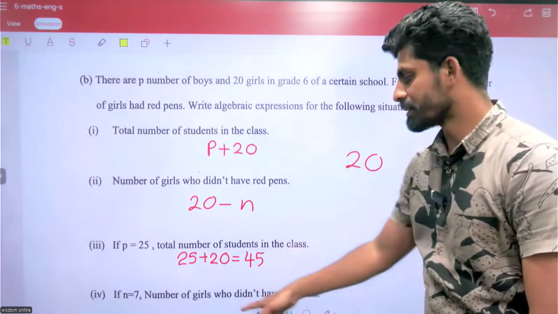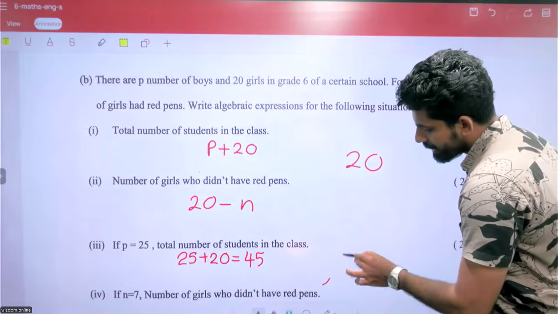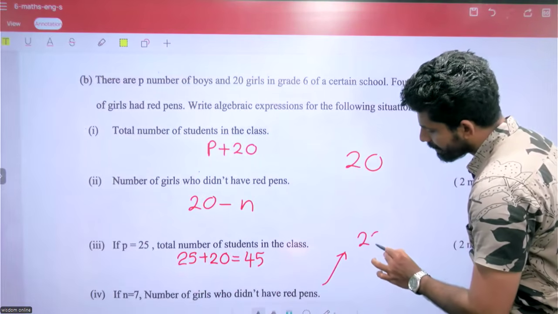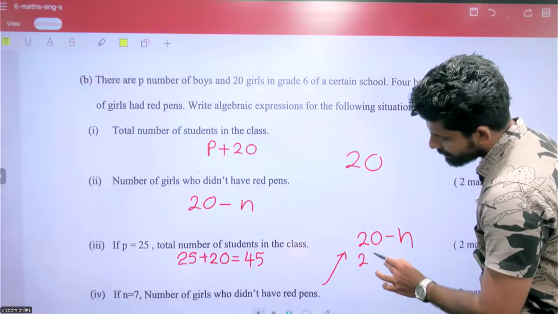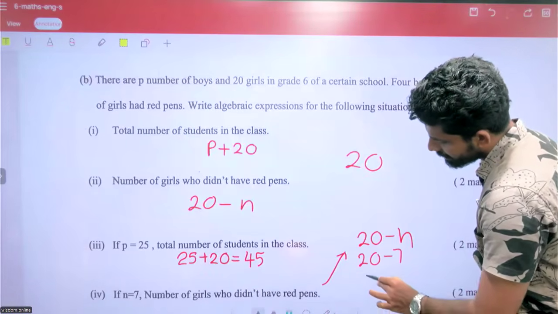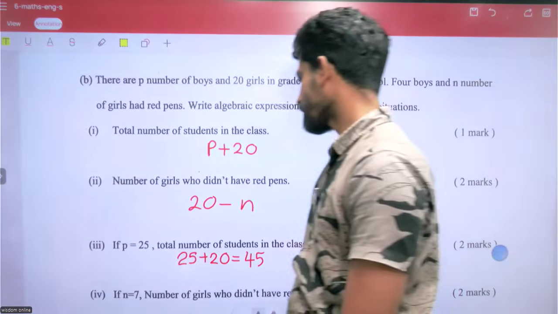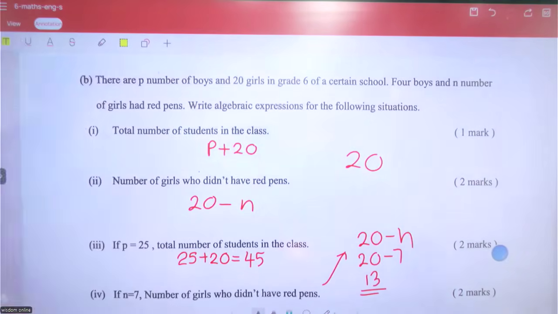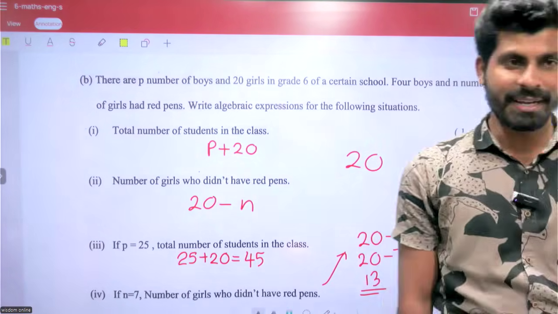If n equals 7, find the number of girls who didn't have the red pens. Look at this one: 20 minus n, where n equals 7. So 20 minus 7 equals 13. That's all.